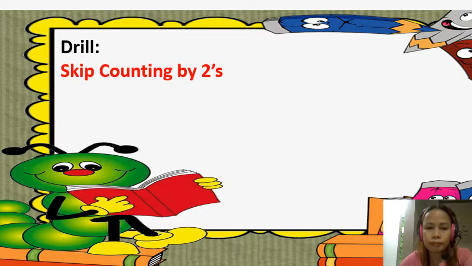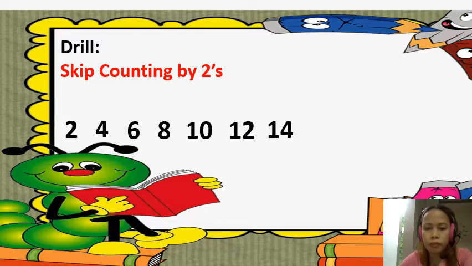Before we start our lesson, let us have a drill on skip counting. Let's start on skip counting by twos. Okay, count with me. 2, 4, 6, 8, 10, 12, 14, 16, 18, 20.